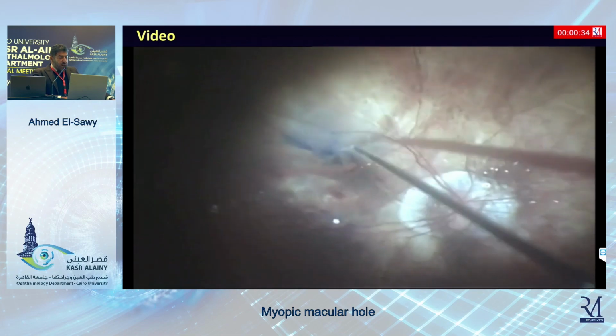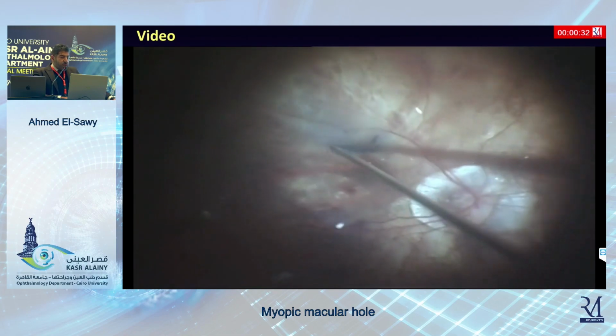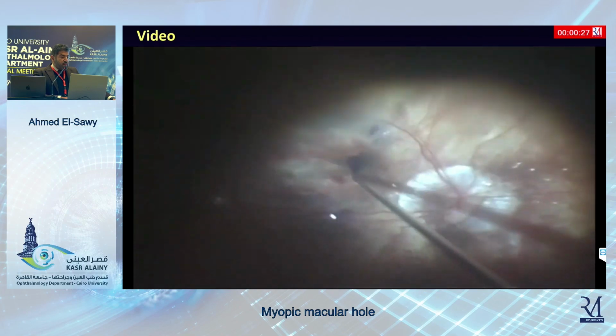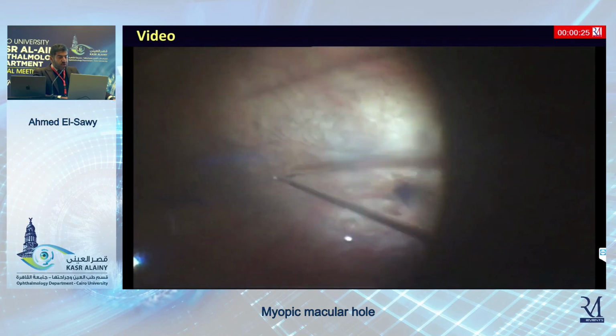We can do this if we want to create inverted flaps. Maybe we can do it without perfluorocarbon if we're not in a high myopic eye, but especially in myopic eyes with the ILM very thin like that, we have to do it under perfluorocarbon.